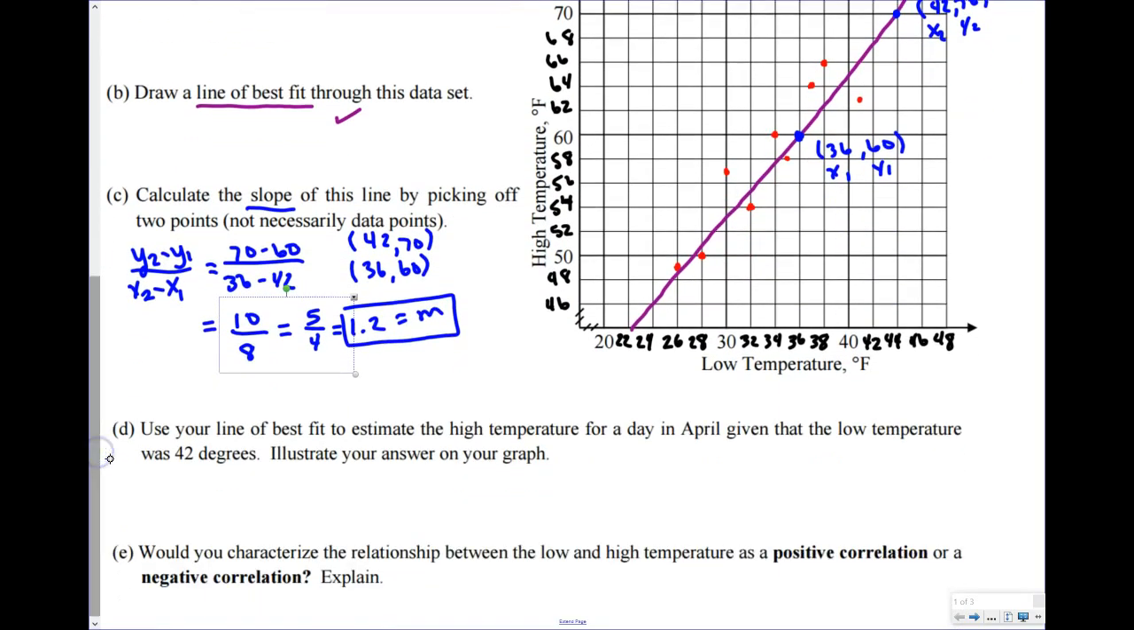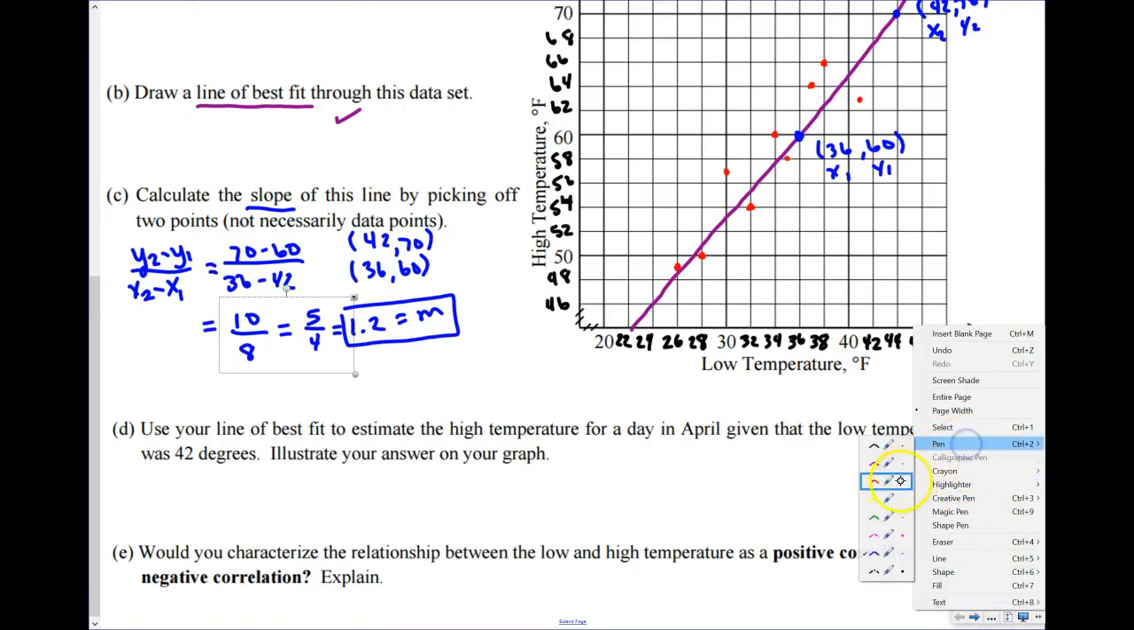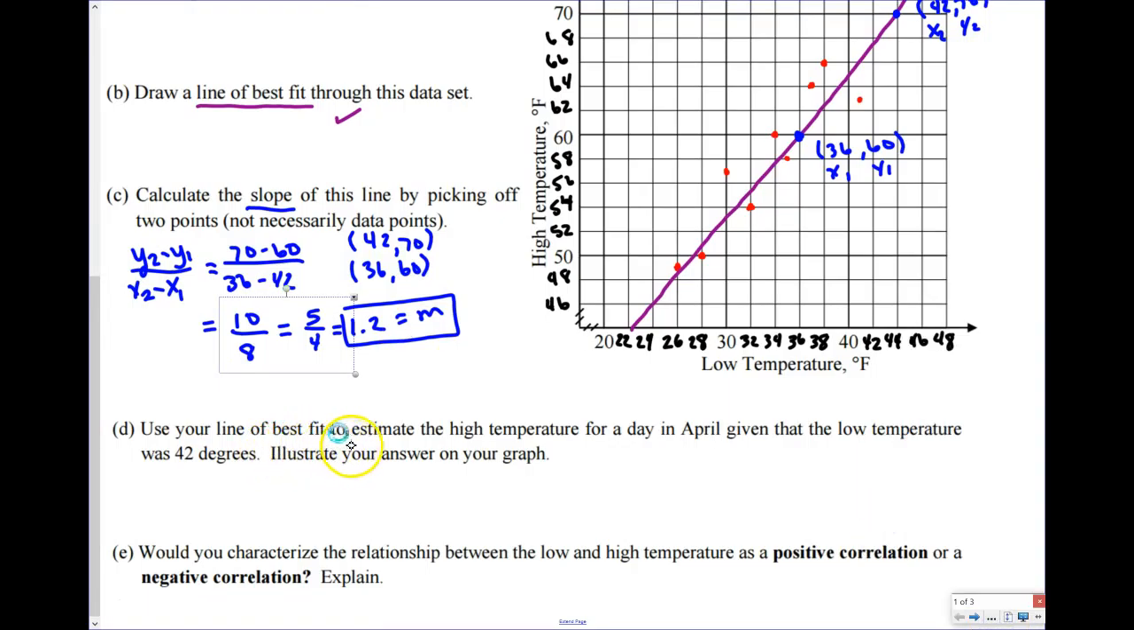Now, this is useful. Why am I doing any of this? Because now this next question is asking me to predict something. Use your line of best fit to estimate the high temperature for a day in April, given the low temperature was 42. So now we're estimating and predicting. Based on previous data, we're going to estimate future data.